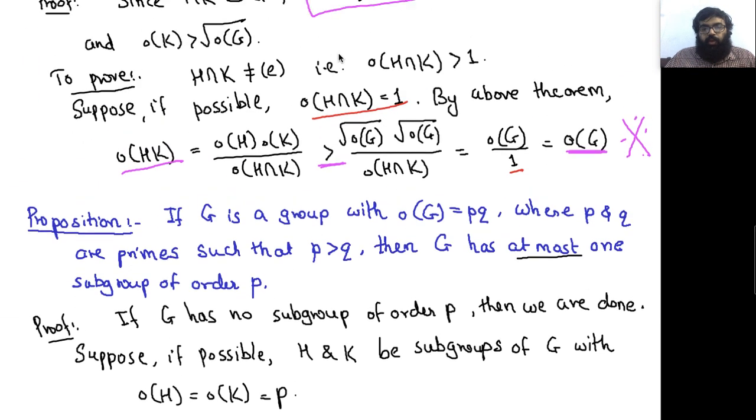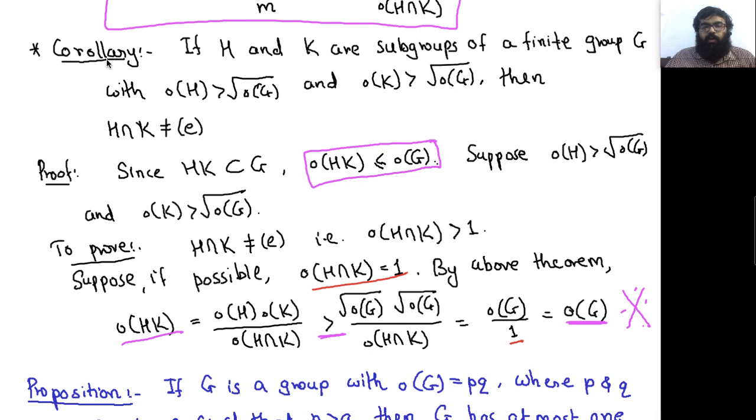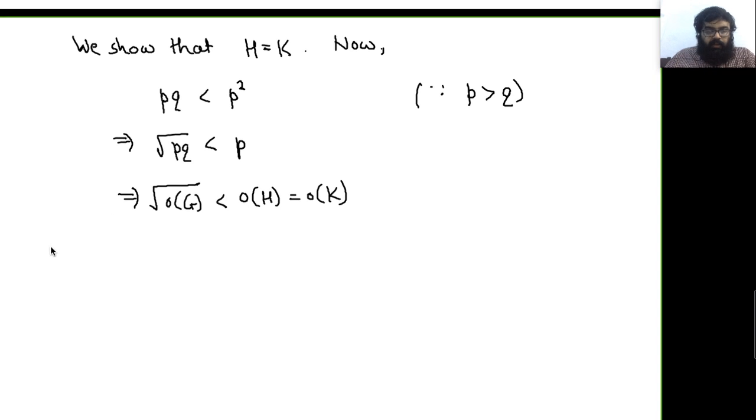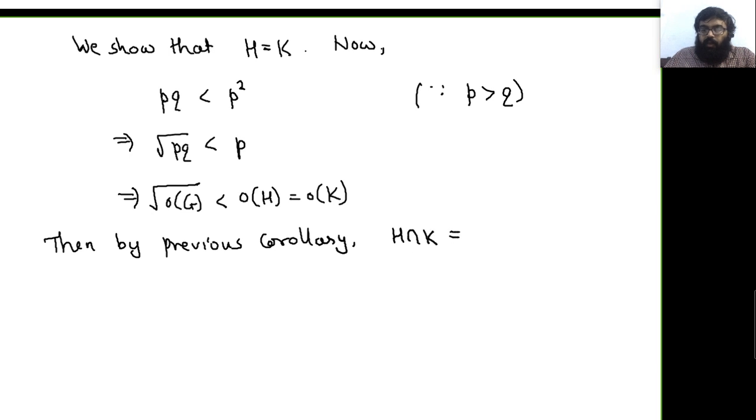So by the previous corollary, if we have two subgroups H and K, both of order greater than the square root of the order of G, then H intersection K is not the singleton identity. That is, the order of H intersection K is not 1, so it is strictly greater than 1.